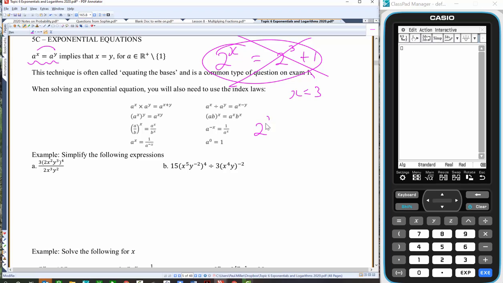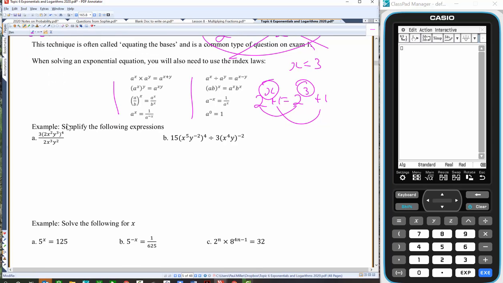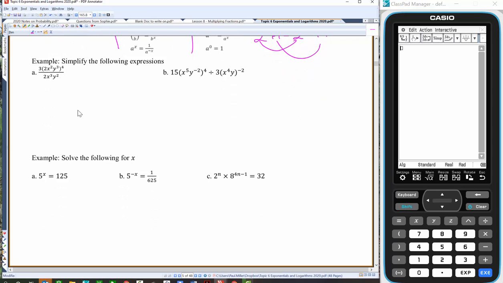Now, alternatively, if it was 2 to the x equals 2 to the 3, and we had 1 on either side, so plus 1 and plus 1, then because they're in the exact same format, we can again equate the bases, but it's got to look exactly the same on the left and the right to use this technique. There's all of these other index laws, so I won't go through each one and explain it. You'll just need to apply it to these scenarios.